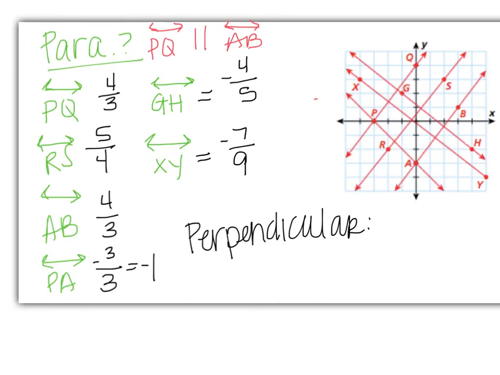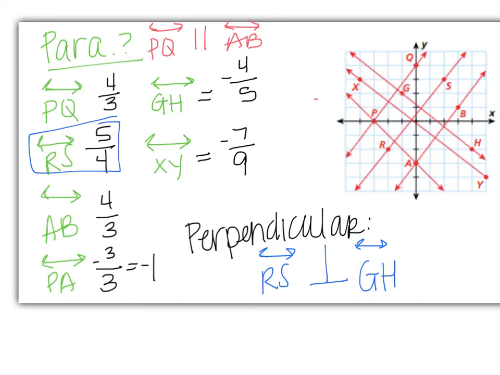Alright, you should have said that line RS is perpendicular to line GH, because 5/4 and negative 4/5 are opposite reciprocal.